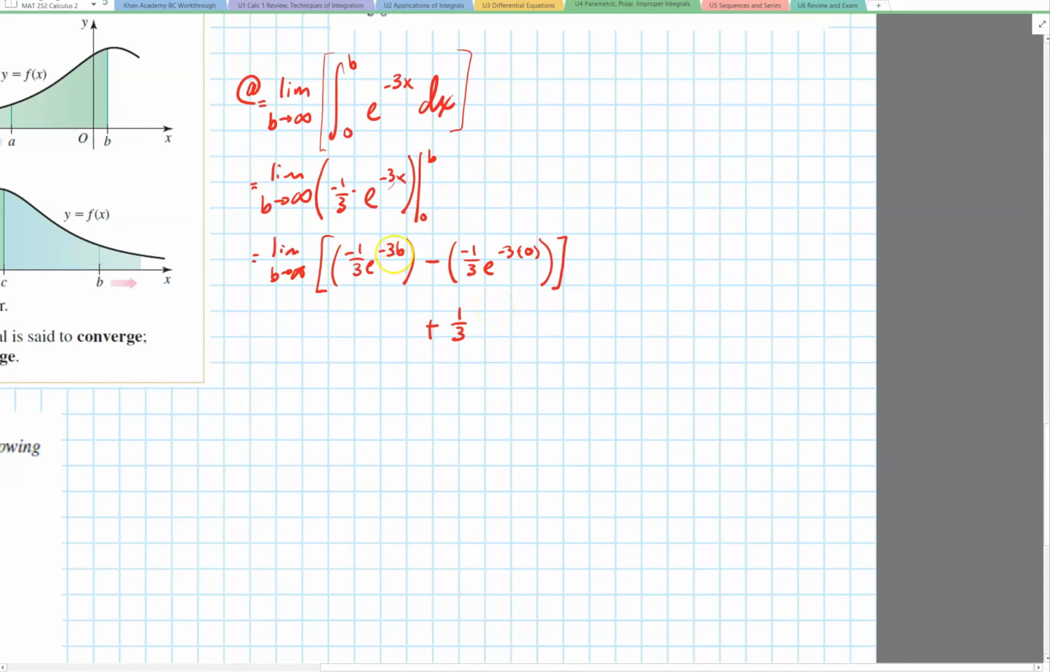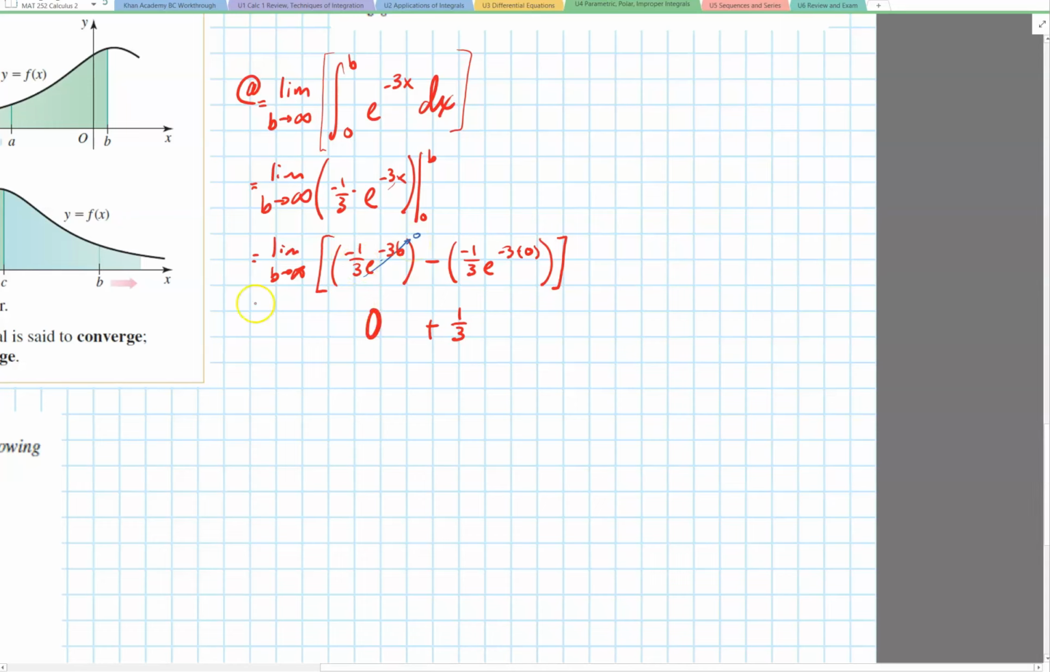And when we think about this component as b approaches infinity, then this power becomes negative infinity, and e to a negative infinity goes towards 0. So that expression goes towards 0. 1/3 times 0 is also 0. I would say that the limit of this expression ends up being 0.